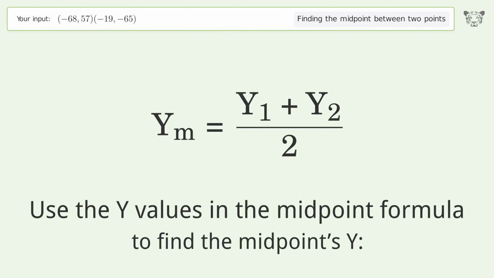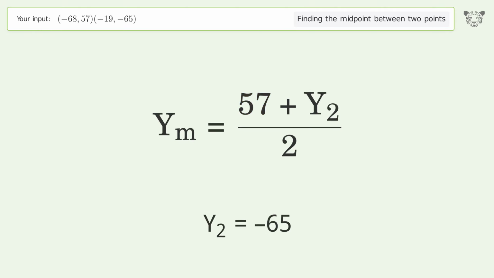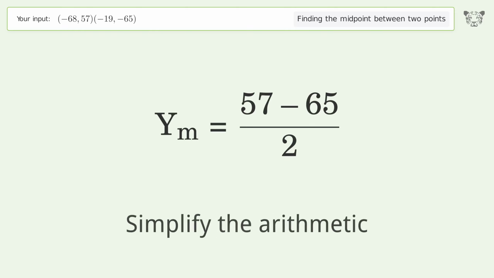Use the y values in the midpoint formula to find the midpoint's y. y1 equals 57. y2 equals -65. Simplify the arithmetic.